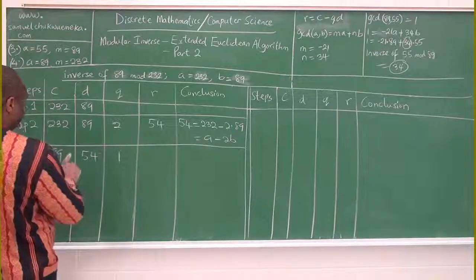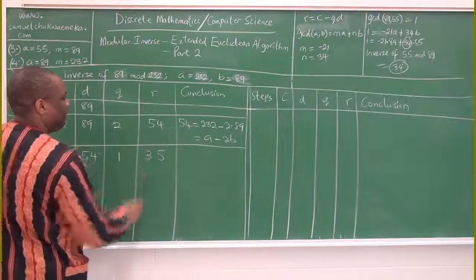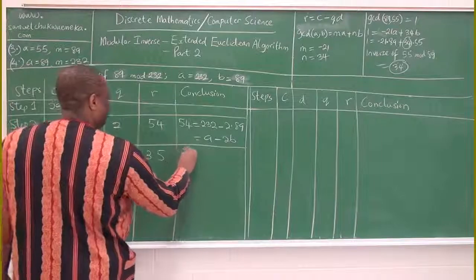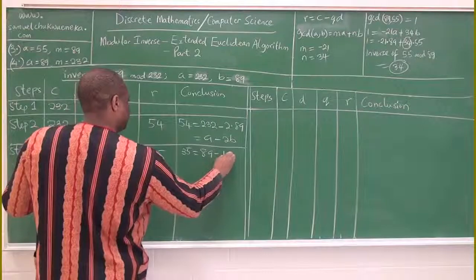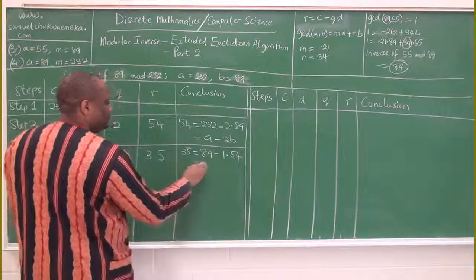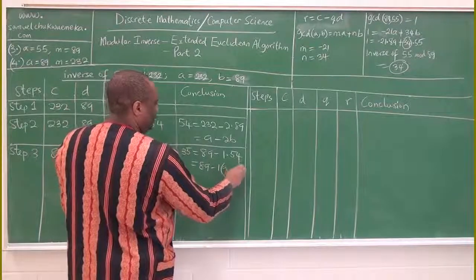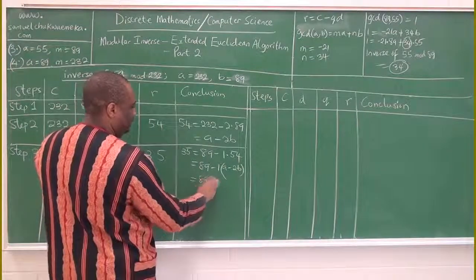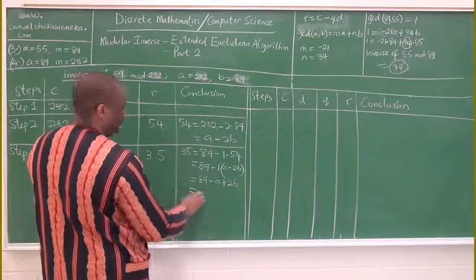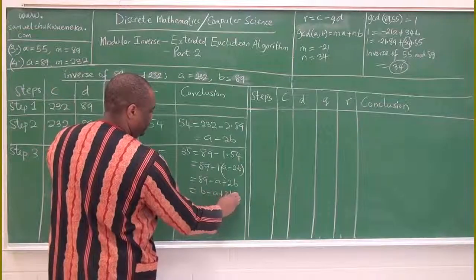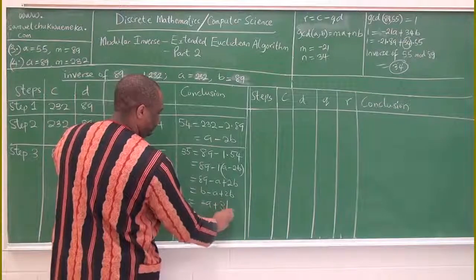Okay, let's do this. So 9 minus 4 is 5, and 8 minus 5 is 3, 35. So this means that 35 is equal to 89 minus 1 times 54, which is 89 minus 1 times A minus 2B, which is 89 minus A plus 2B, which is B minus A plus 2B, which is negative A plus 3B.